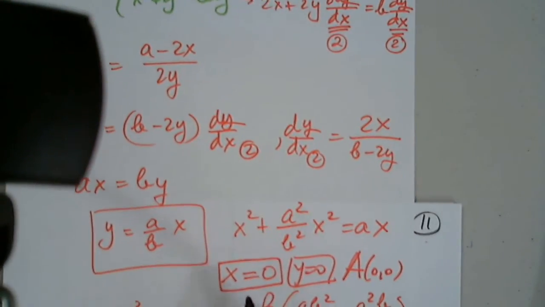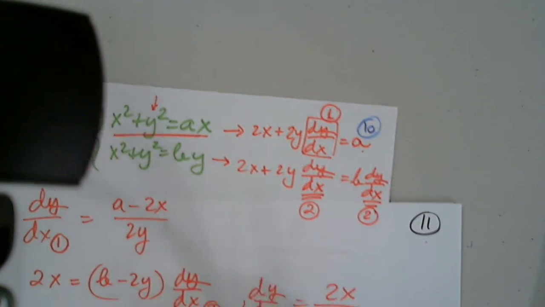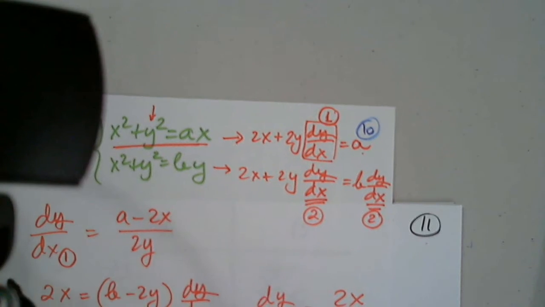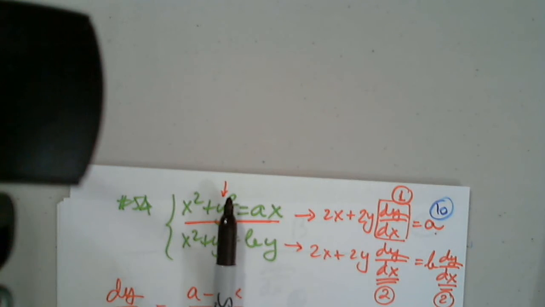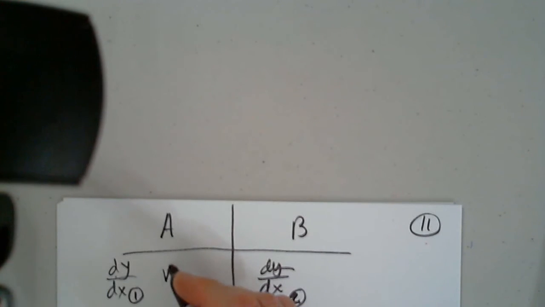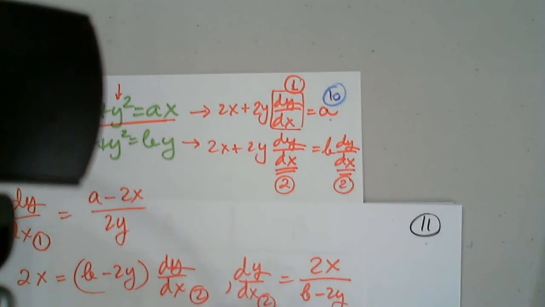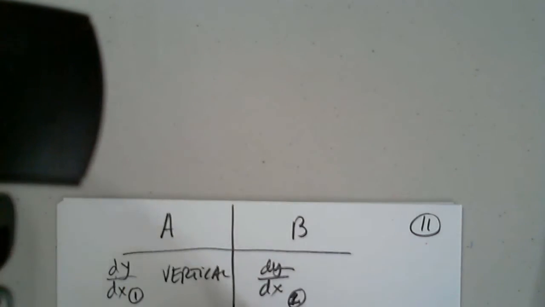Okay. So when I plug in 0, 0, it's a constant over 0. A constant over 0 is basically a vertical line. Okay, so I'm going to say vertical. So let's see what happens to this one. If this is 0, this is horizontal, and they are perpendicular. So dy over dx for 2, it is 0. So this is horizontal.